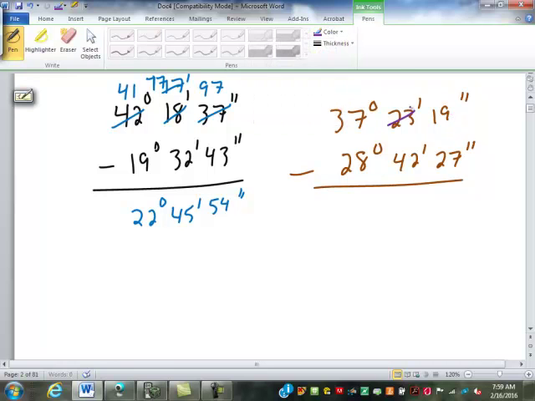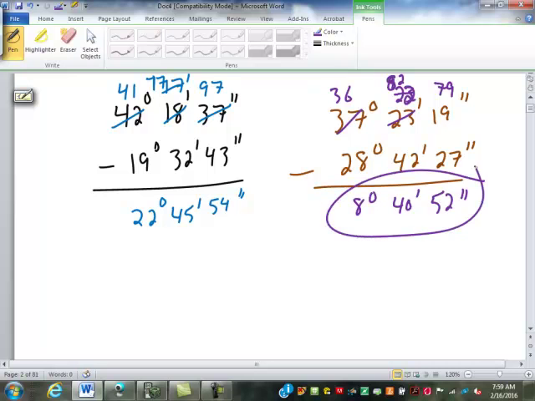19 minus 27, we're going to borrow. This is 22, sorry, and 79. So that is, what, 52? 22, this is going to be 36, and this is going to be 90, or no, 82. Wow, I can't borrow worth a crap today. 82 minus 42 is 40. 36 minus 28 is 8. 8 degrees, 40 minutes, 52 seconds.